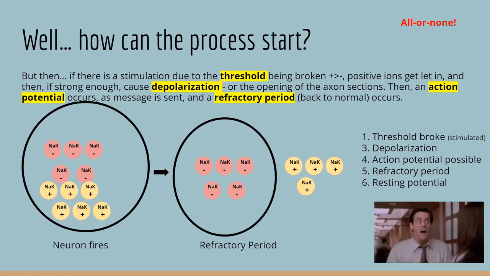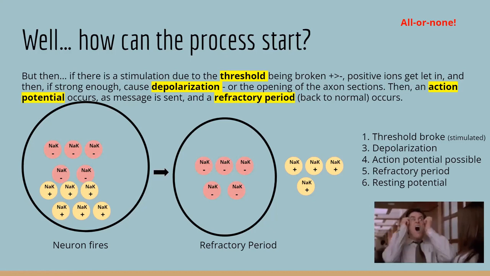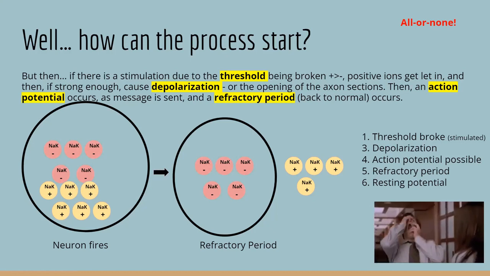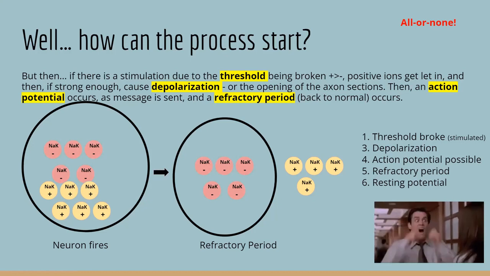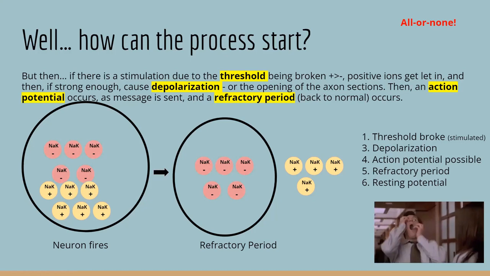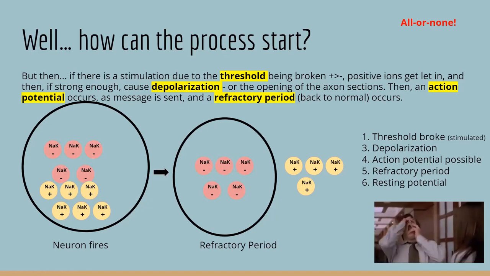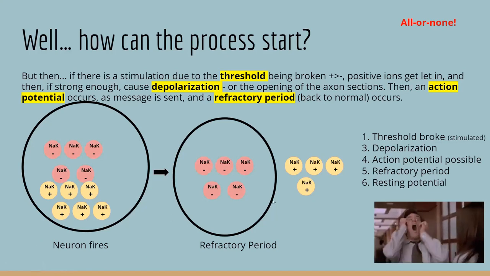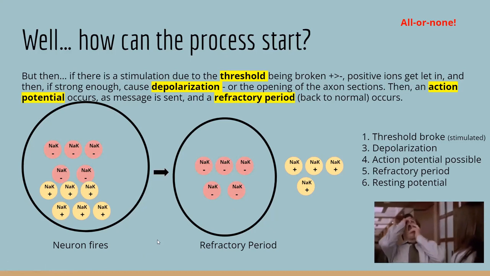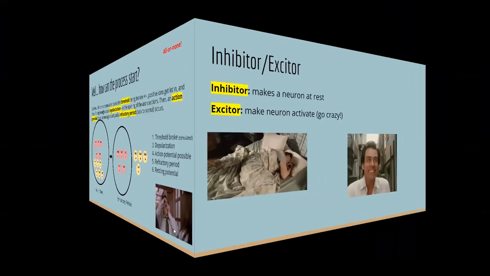And if they're strong enough, then there's depolarization, or the axon sections open so the message can go through. This is an action potential, and the message can be sent. Afterwards, there is a refractory period, which is when it goes back to normal and they're like, all right, get back out there. So the positives go back out. So that's how these messages can start.